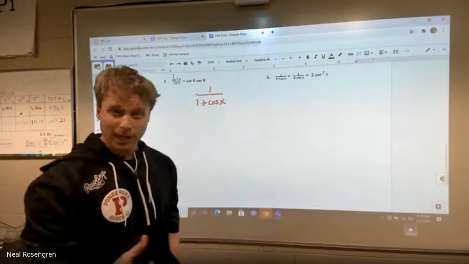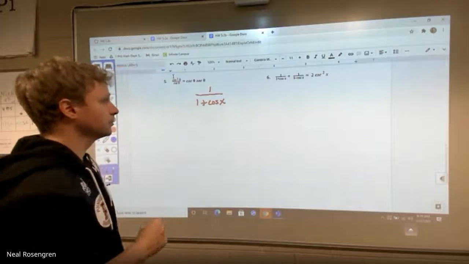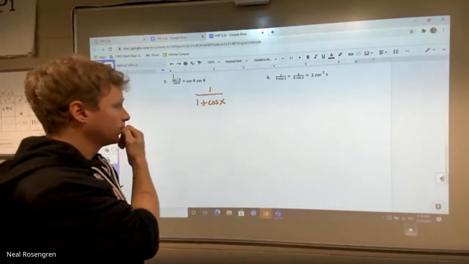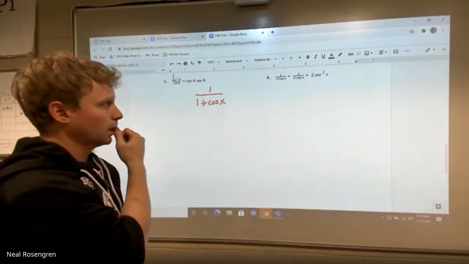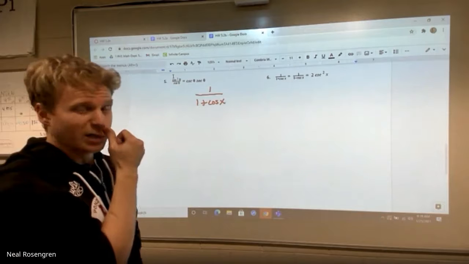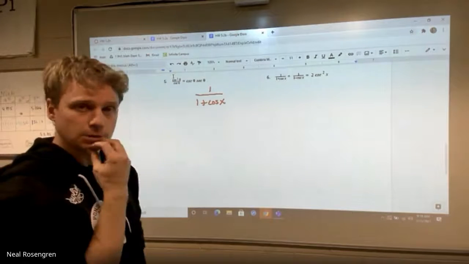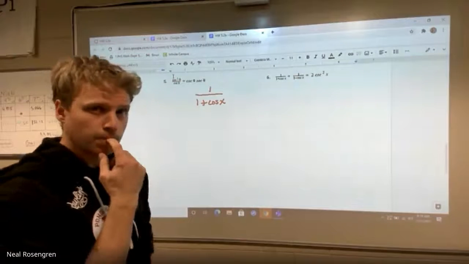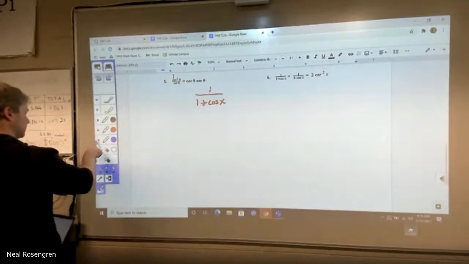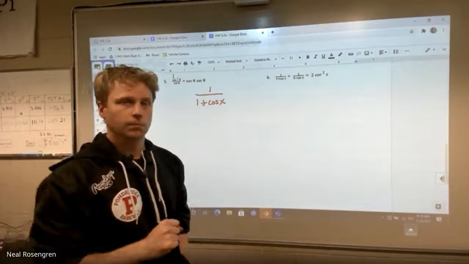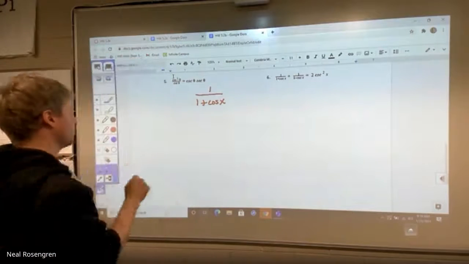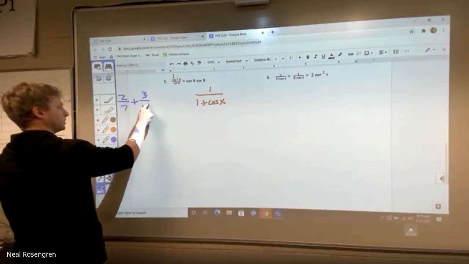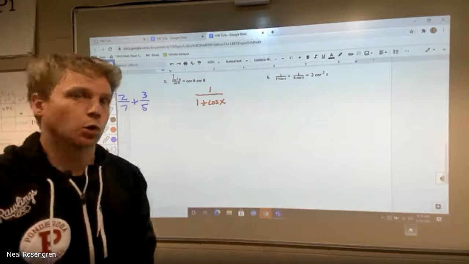I have to create common denominators. How should I do that? Since they don't have anything in common, there are no common factors, right? 1 plus cosine x, 1 minus cosine x, those are totally different. How do you add fractions like 2/7 plus 3/5 whose denominators have no common factors?